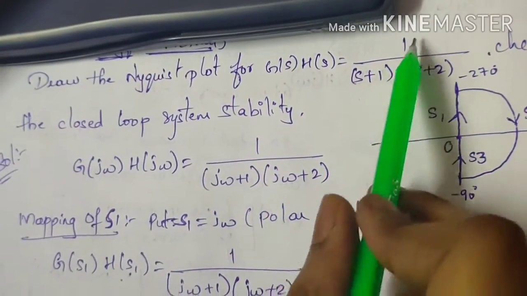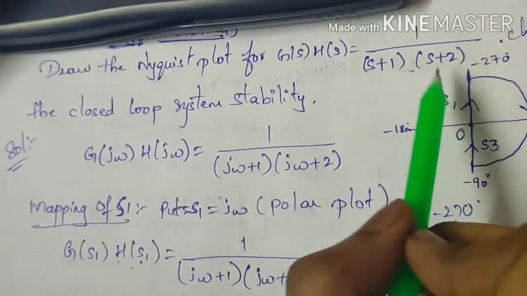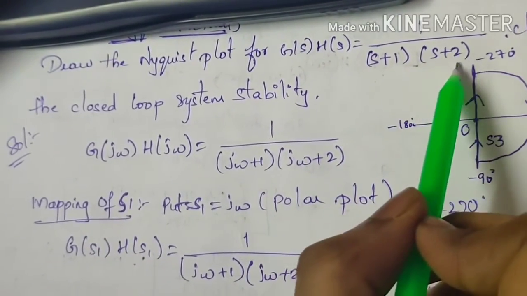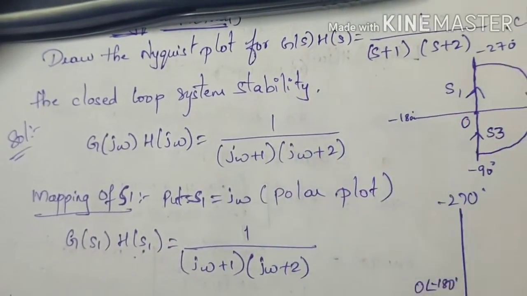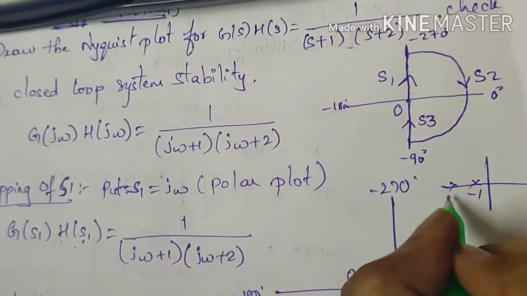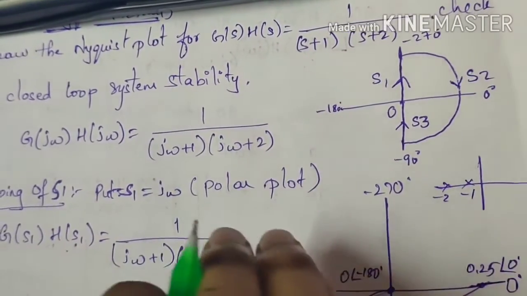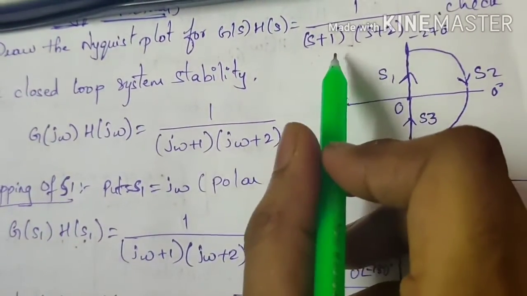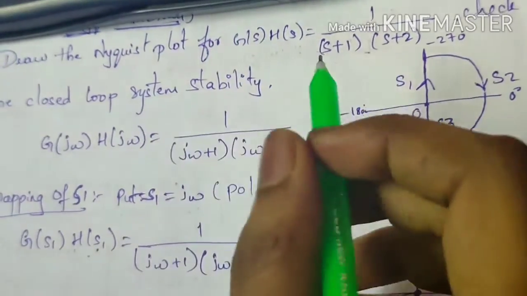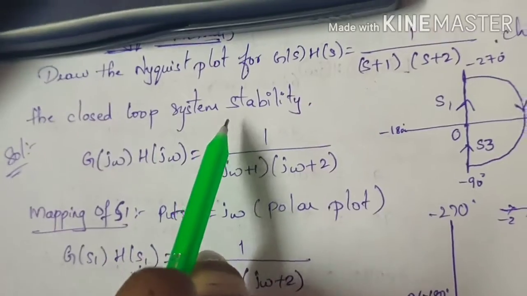Now let's see the formula. Let's see the poles. The number of poles is 2, that is s equal to minus 1 and s equal to minus 2. If you draw the poles, both are on the left hand side only. No poles are lying on the right hand side. All poles are lying on the left hand side. So the given transfer function is an open loop transfer function, so we can easily say the open loop system is stable. But they are asking about the closed loop system stability.